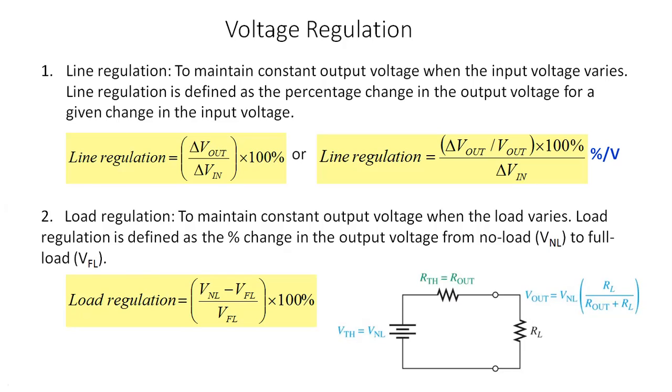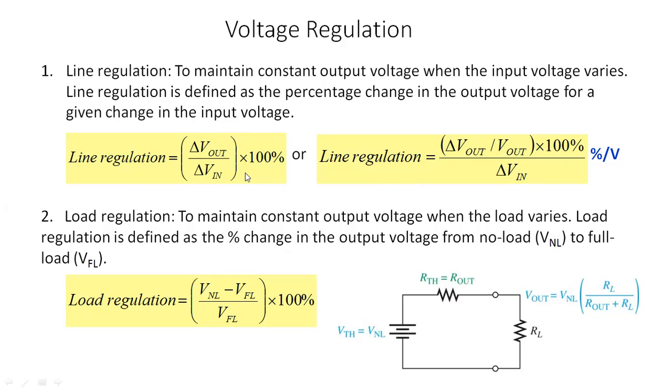Delta is nothing but a change in. So we can say delta V out upon delta V in, and if you are calculating in percentage form, you can multiply that value with 100. Or we can say line regulation can be calculated as delta V out upon delta V in, and in the denominator there will again be V out, and in the numerator 100%. So line regulation equals delta V out upon delta V in, V out into 100%.